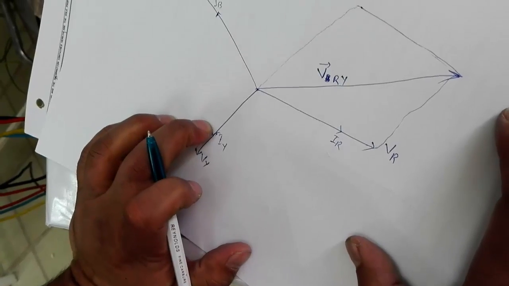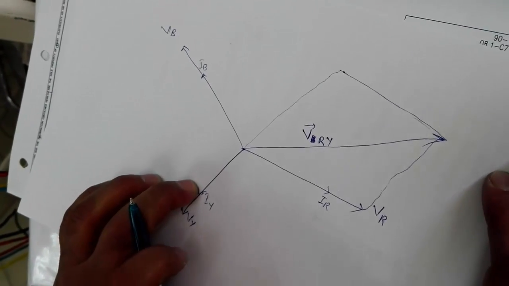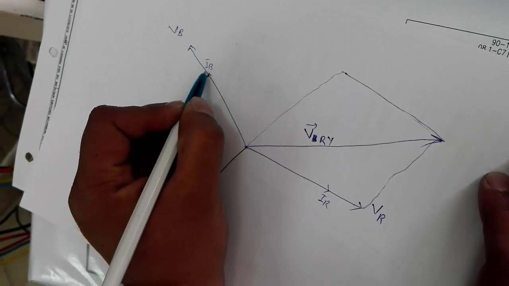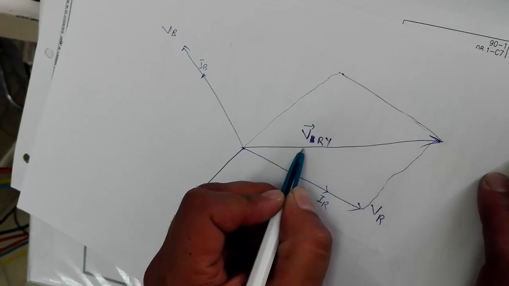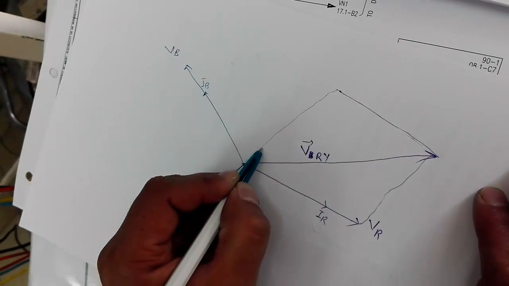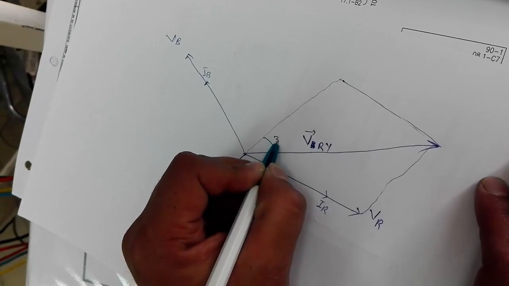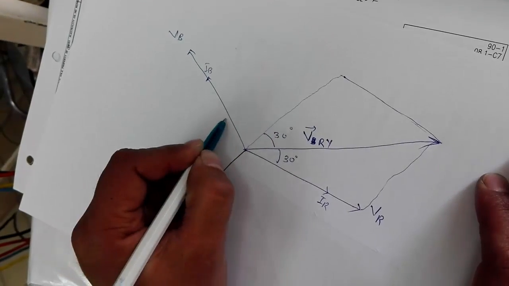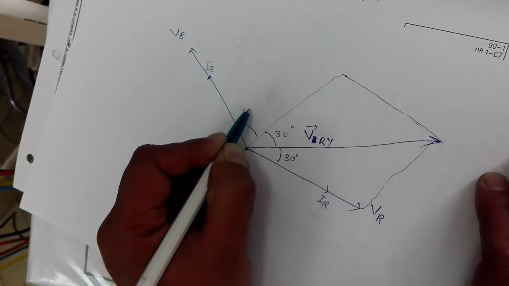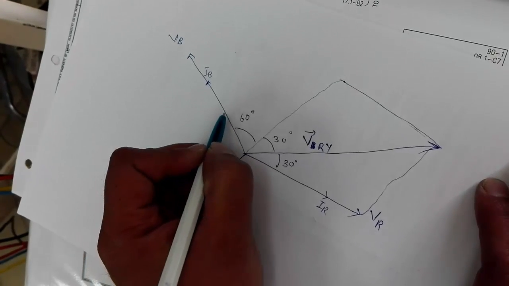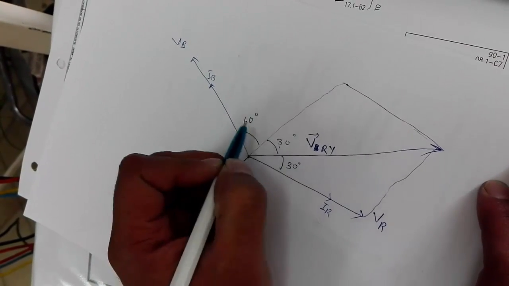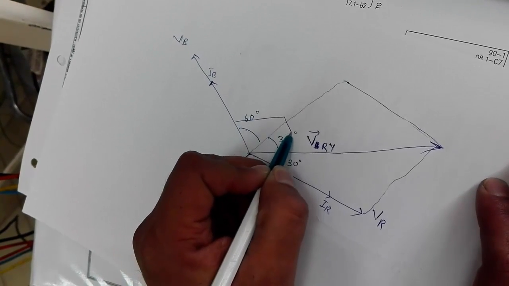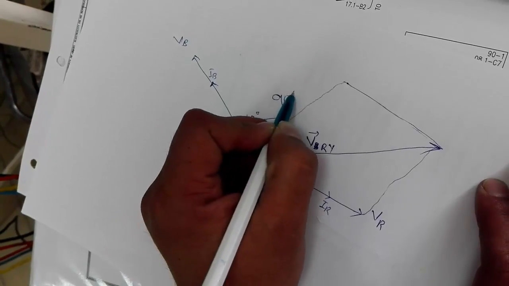This is the vector sum of R and Y. Now we will measure the angle between this IB and this VRY. So here it is 30 degree, this is 30 degree, and this remaining is 60 degree. So now you can see here this 60 plus 30 will give us the angle between IB and VRY. So this becomes 90 degree.